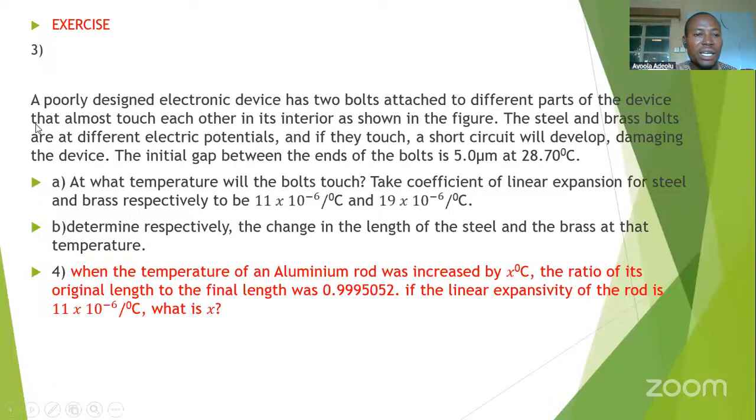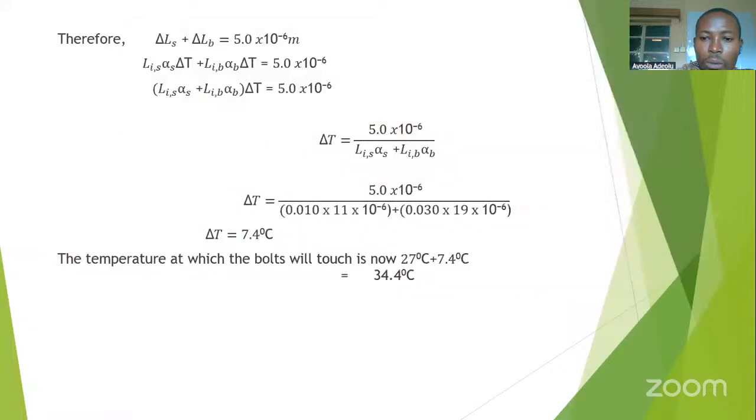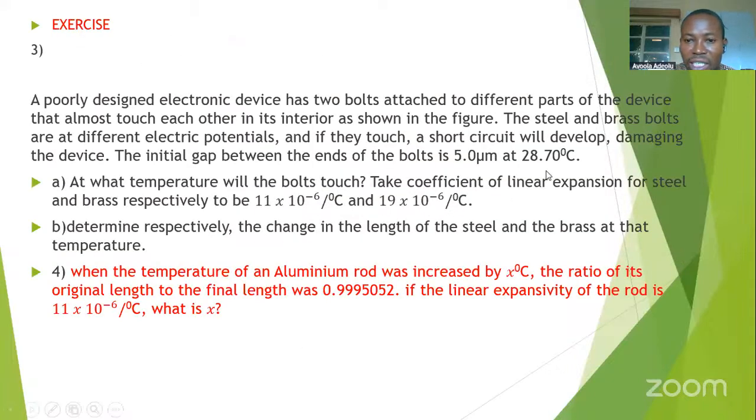So you have another exercise here. A poorly designed electronic device has two bolts attached to different parts of the device. It's almost the same statement as what we have here, but I just changed the initial temperature to 28.70 degrees Celsius. So this is very simple. You just follow the same method. At what temperature will the bolts touch?